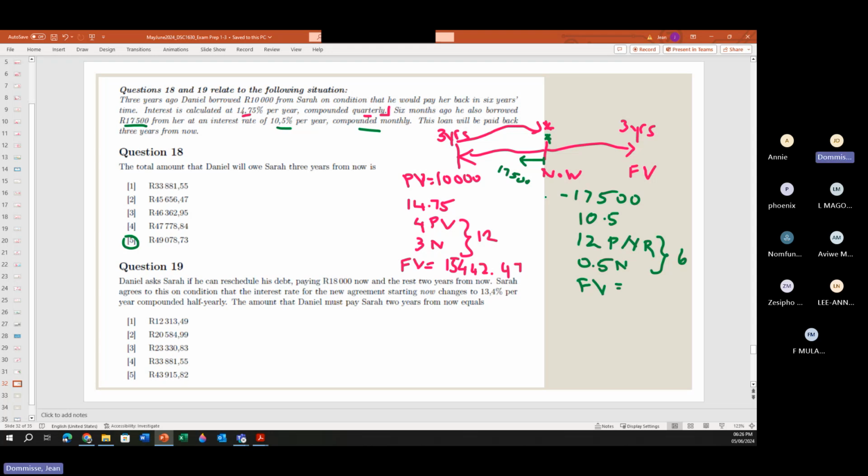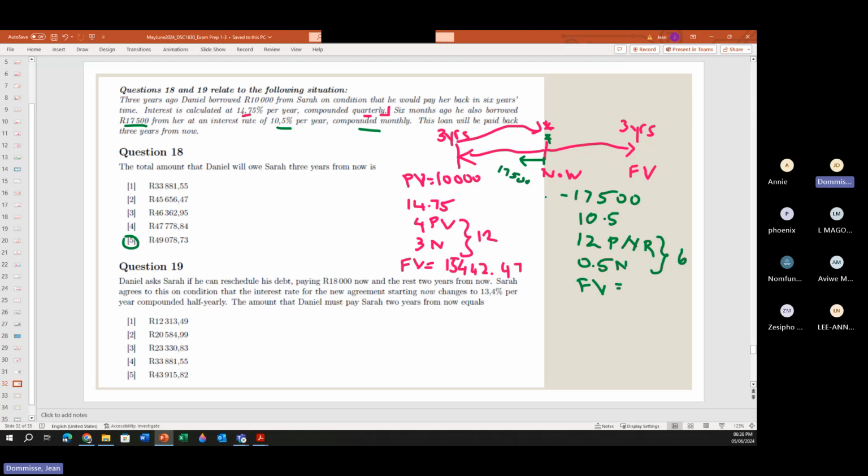Because my first thought was to use that 49 that was in 3 years and work that backwards. But again, that would not have been the right one, because we actually work with two different periods. So this one is 17,500 present value, 10.5 interest rate, 12 times a year, but for only half a year. So that's for 6 periods.